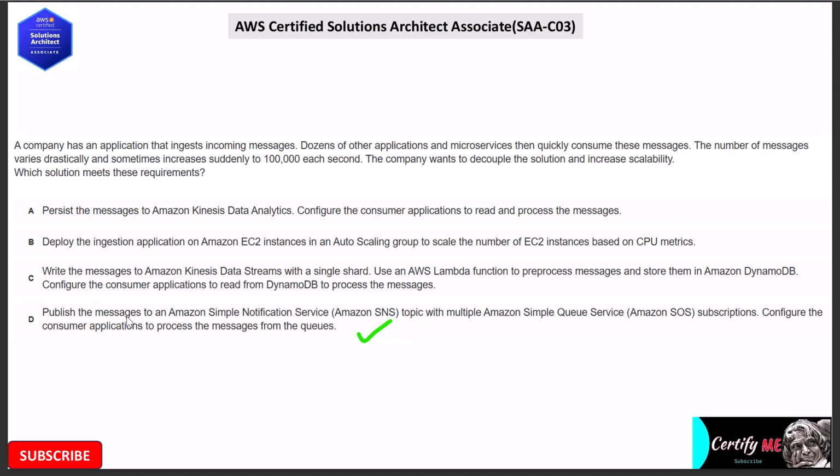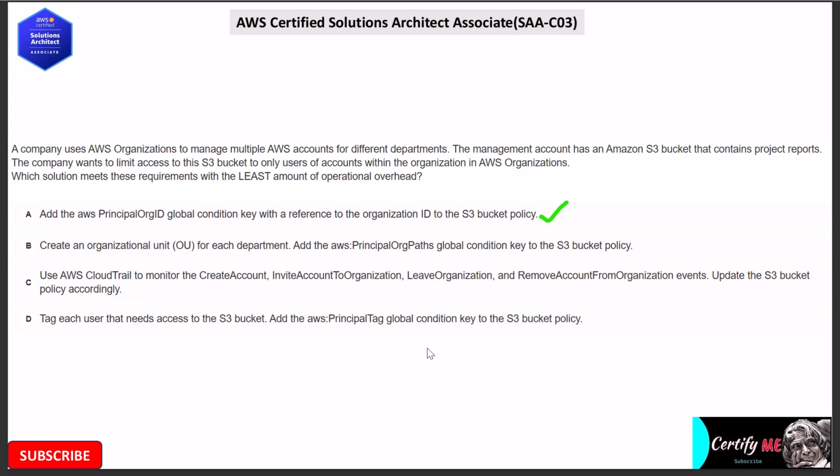Option D. Publish the messages to an Amazon Simple Notification Service topic with multiple Amazon Simple Queue Service subscriptions. Configure the consumer applications to process the messages from the queue. The right answer is option D. Let's move on to the next question.